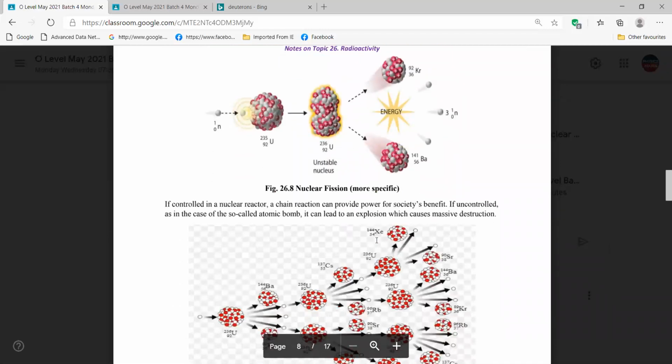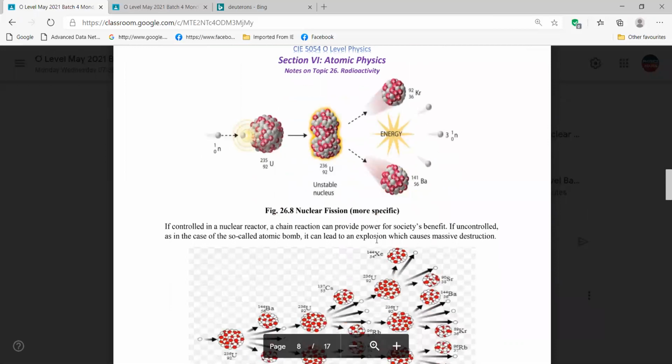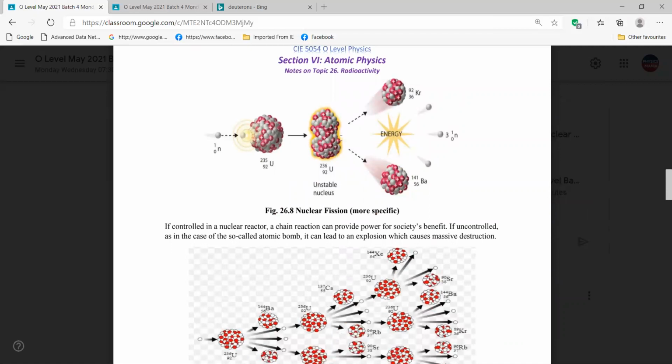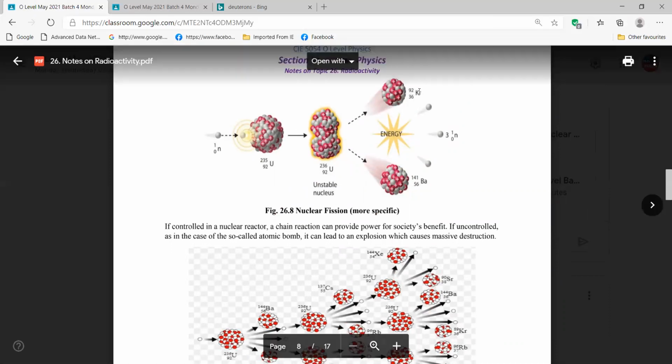Look how we are getting the extra neutrons. We will understand it from here. Uranium 235 is absorbing one neutron. You see we have here krypton.